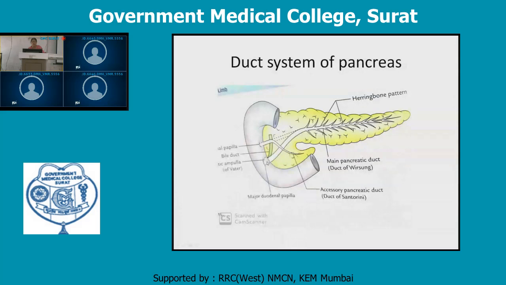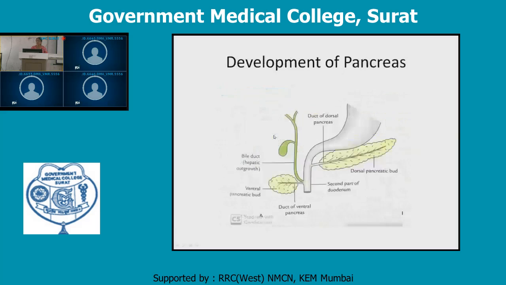And this major duodenal papilla is the junction of the foregut and midgut. Here, above this is foregut, below this is midgut. This is the site of this. In short, this is the dorsal pancreatic bud and ventral pancreatic bud. This is the bile duct or hepatic duct, and the pancreas grows from two sources.